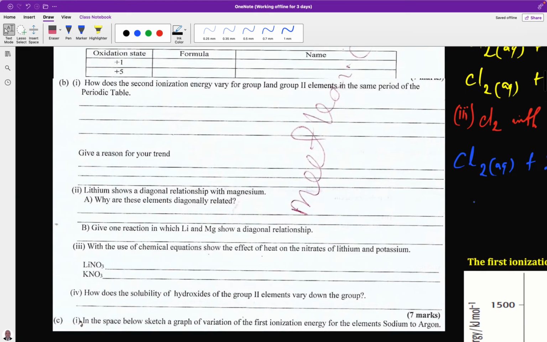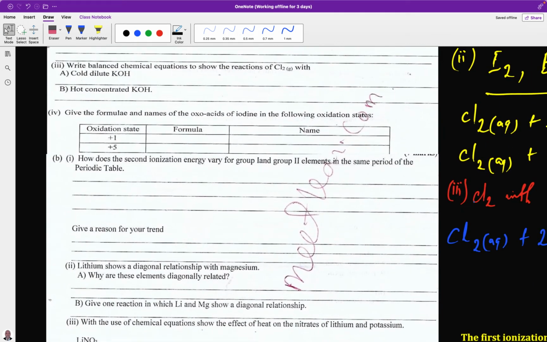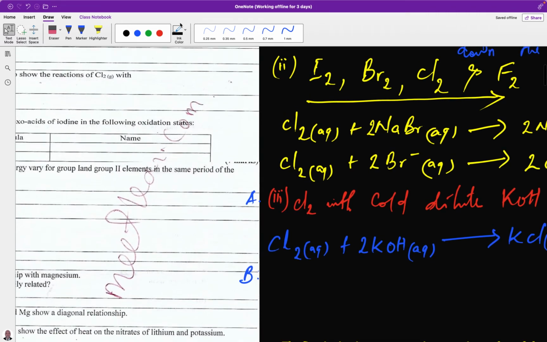hot, this is the A part of it with cold. Then there is the B part of it. The B part of it has to do with hot concentrated. Chlorine with hot concentrated potassium hydroxide.